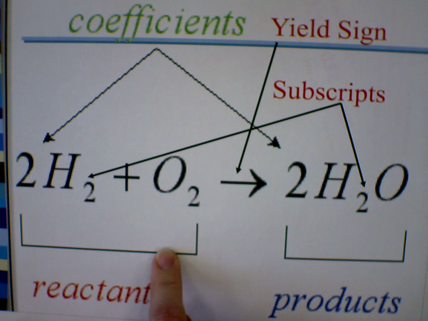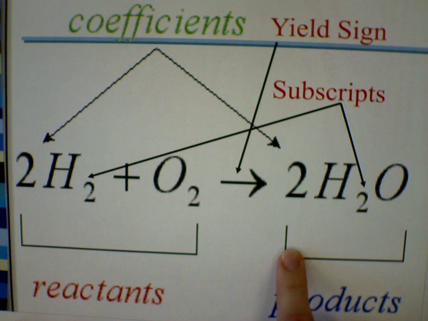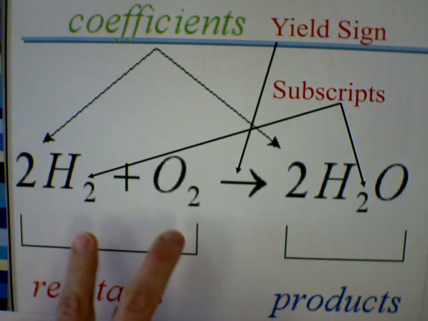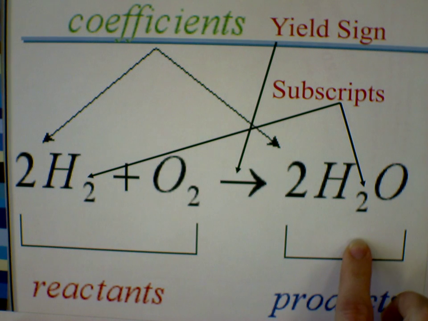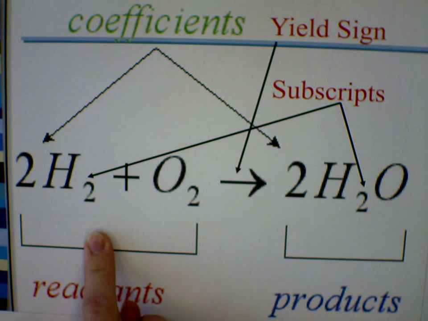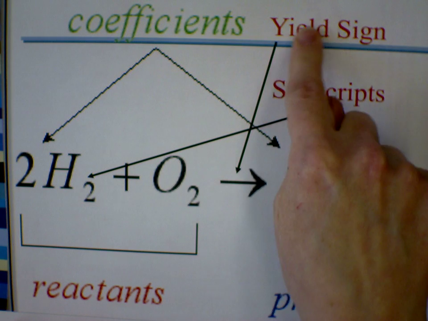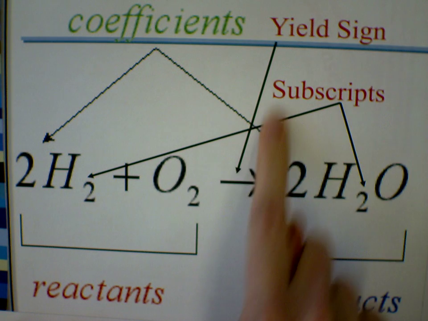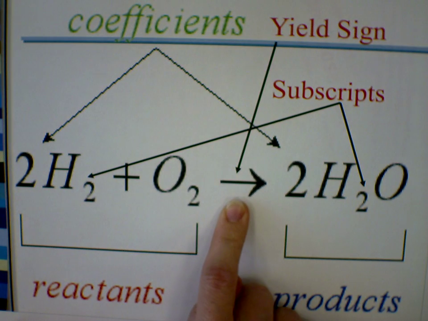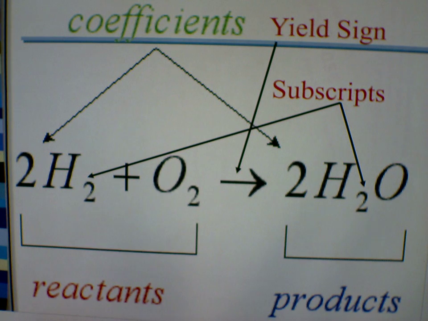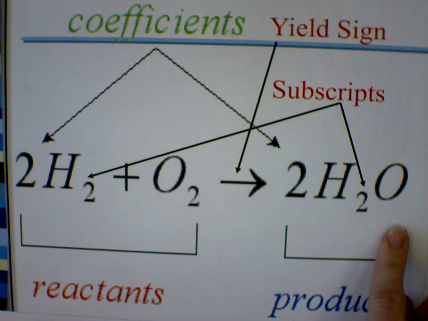So over here on the left side are the reactants. On the right side we've got our products. We can have 2 reactants forming 1 product. We could have 1 reactant forming 2 products. It's all dependent on what kind of reaction is going on. We've got the yield sign, which is what our arrow is called. Yield means to form or to produce this product on the right.